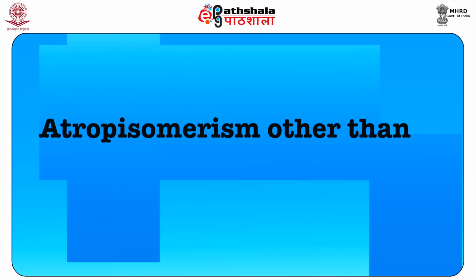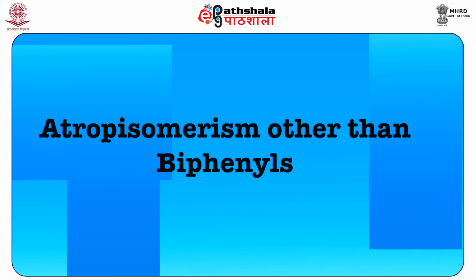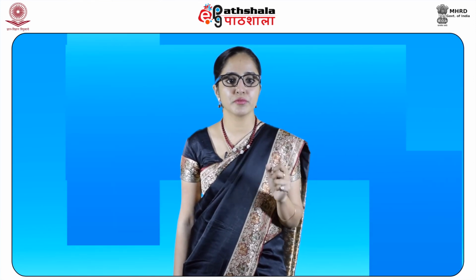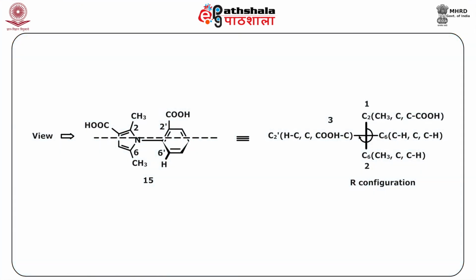Now let us discuss atropisomerism shown in molecules other than biphenyls. Some molecules which are different from biphenyls also show atropisomerism. These molecules are linked together through a pivotal bond, and rotation around the pivotal bond is restricted. The atoms joined through the pivotal bond are usually sp2 hybridized. One or both of the phenyl groups are replaced by other heteroaromatic or aromatic rings. Appropriately substituted molecules like 15 are resolvable into their enantiomers.